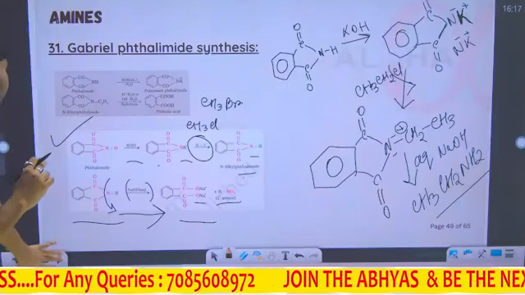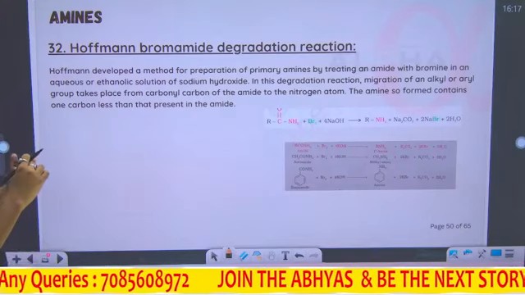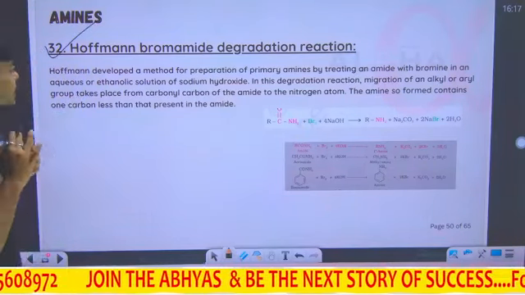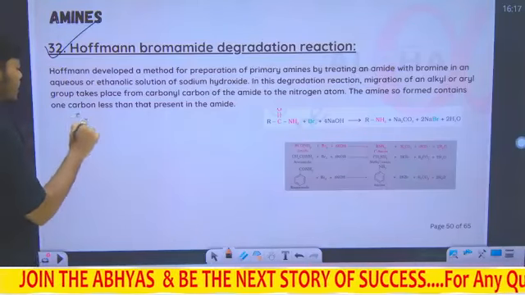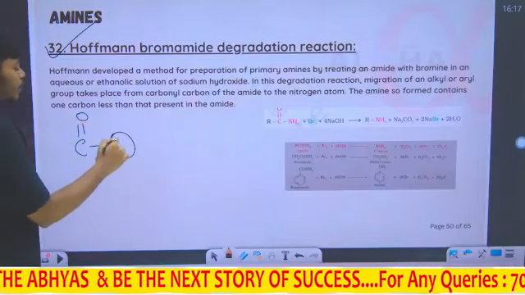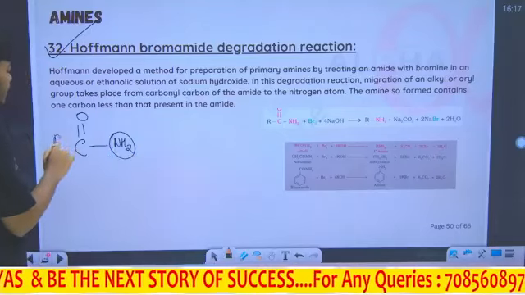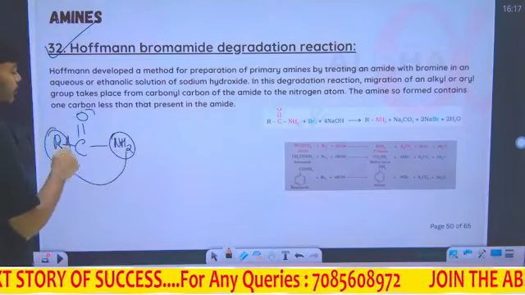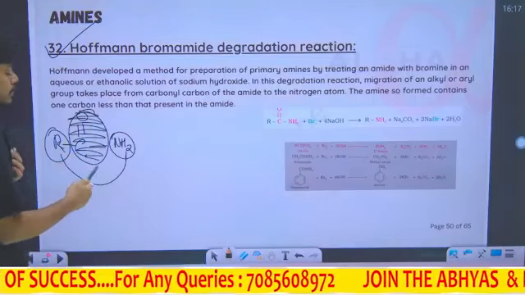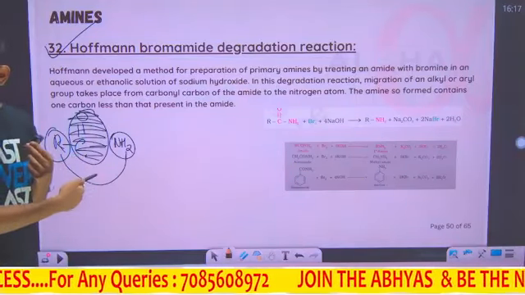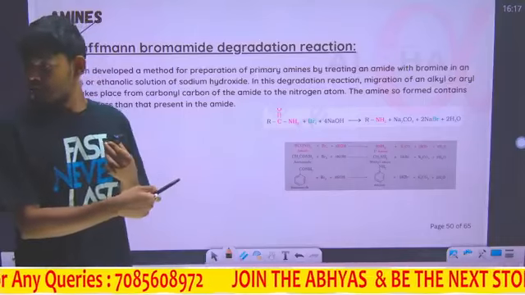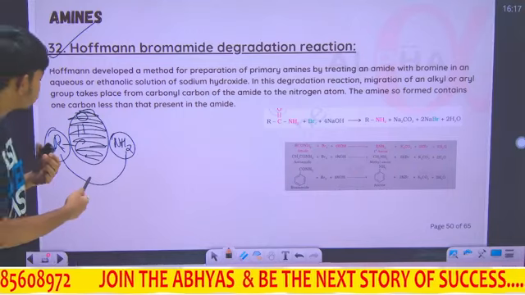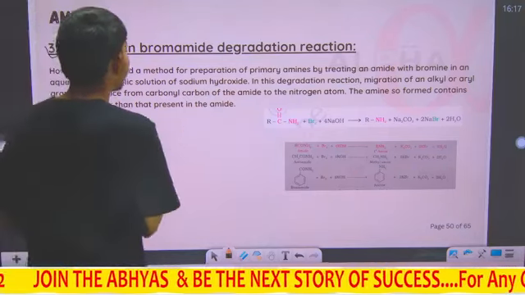So moving on, this is your Gabriel phthalimide synthesis, now the Hoffmann bromamide degradation reaction. Hoffmann bromamide is nothing but, in simple words, you have an amide group, your NH2 group, and you have your alkyl group here. You just want to remove this, you don't need this. You have to remove the carbonyl group. So this is your Hoffmann bromamide degradation reaction.